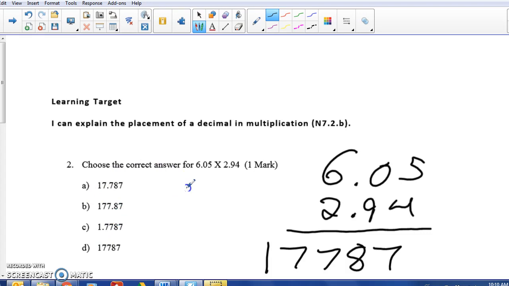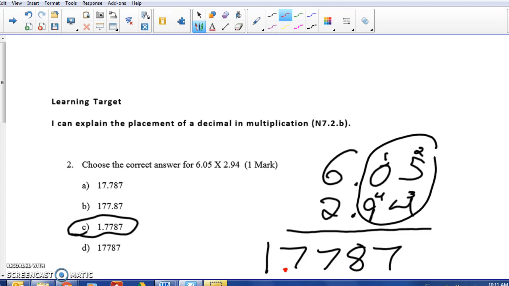So in addition, I line up my decimal, but in multiplication, what I need to do is simply count how many numbers are behind the decimal. So I have 1, 2, 3, 4 decimals behind the digit, so at the bottom here with my answer, I move my decimal 1, 2, 3, 4, and the correct answer is 1.7787, which is C on our answer key. And you'll notice that because I have 4 numbers behind the decimal place, that is where my decimal goes.